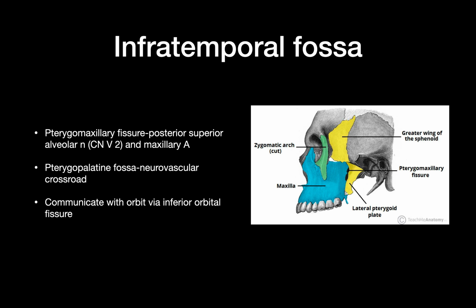So the infratemporal fossa is composed of the pterygomaxillary fissure, and that will conduct the posterior superior alveolar nerve, which is a branch of the trigeminal nerve, and the maxillary artery. And the pterygopalatine fossa is a neurovascular crossroads. That's where these nerves, along with a bunch of venous plexuses that will drain the face, will converge, and those communicate with the orbit via the inferior orbital fissure.